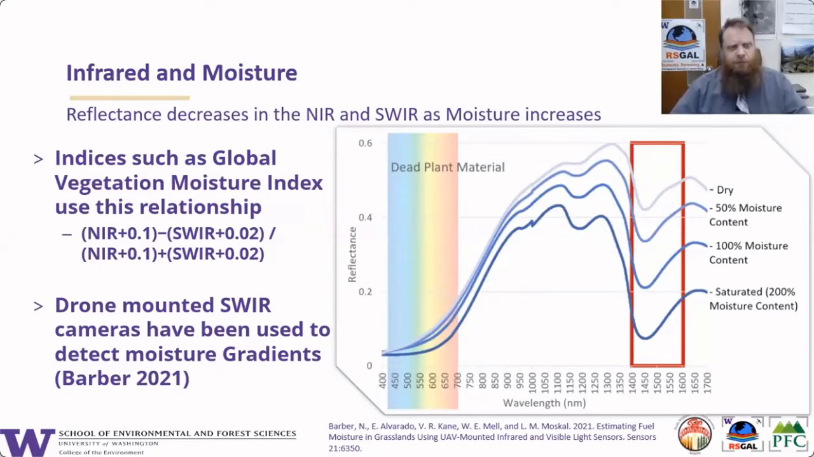Indices such as the Global Vegetation Moisture Index use this relationship to create moisture maps across large areas. On a more local level, there have been recent advances using shortwave infrared cameras mounted on drones to map moisture gradients across small localized areas.